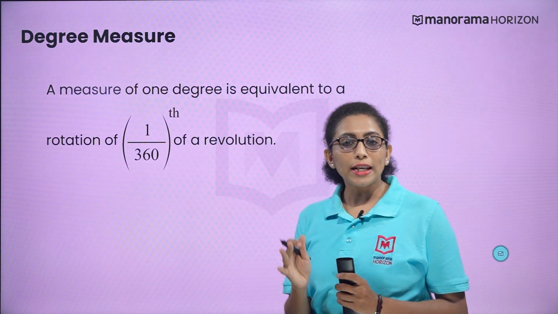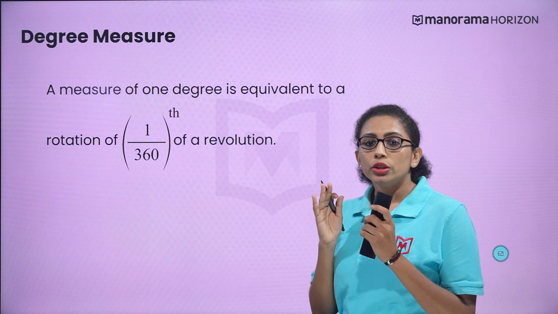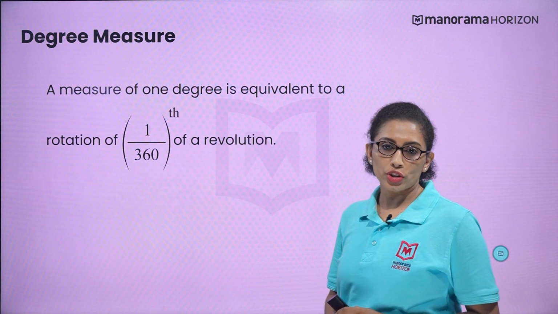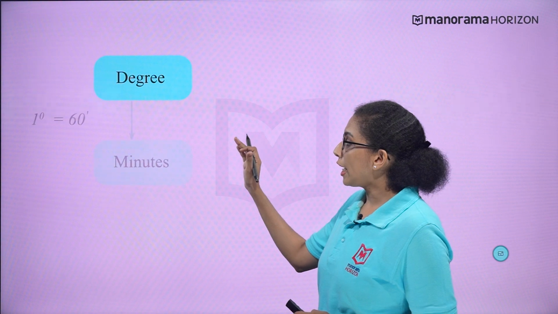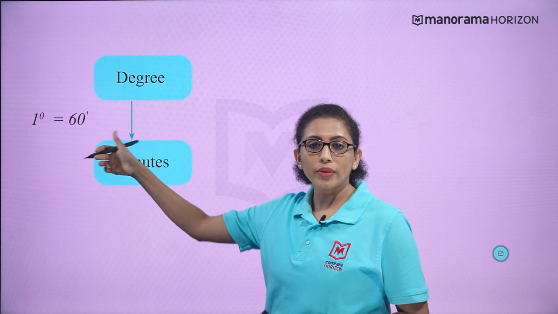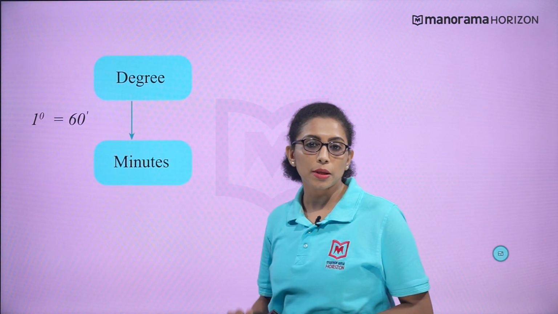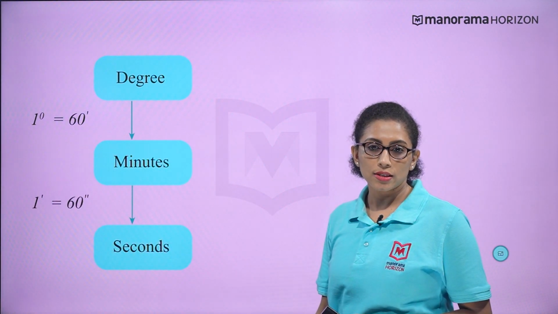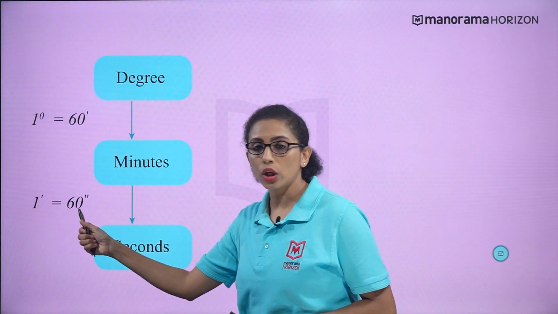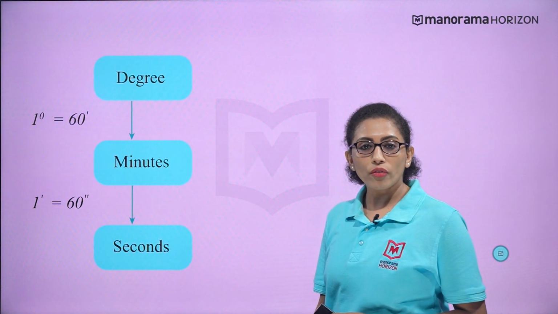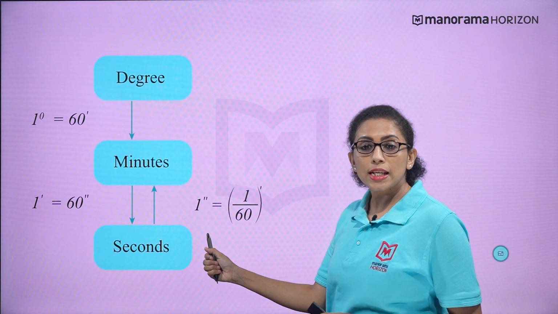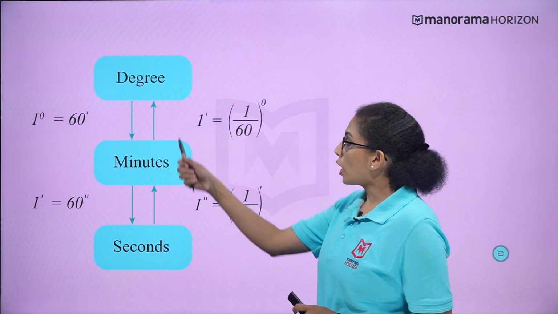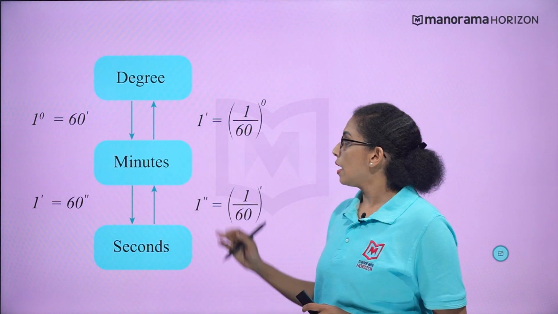A measure of 1 degree is equivalent to a rotation of 1/360th of a revolution. A degree is divided into 60 minutes, so we can write 1 degree is equal to 60 minutes. A minute is further divided into 60 seconds, so 1 minute is equal to 60 seconds, or we can say 1/60th of a minute is called a second. Similarly, 1/60th of a degree is a minute.